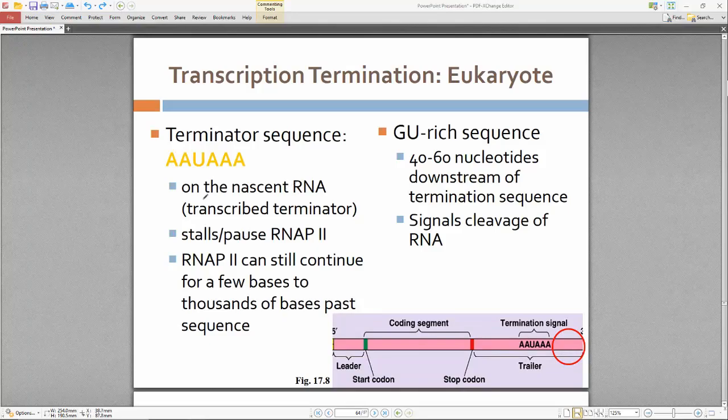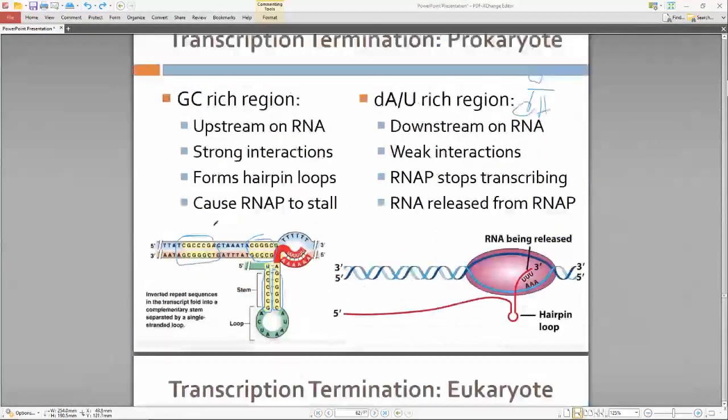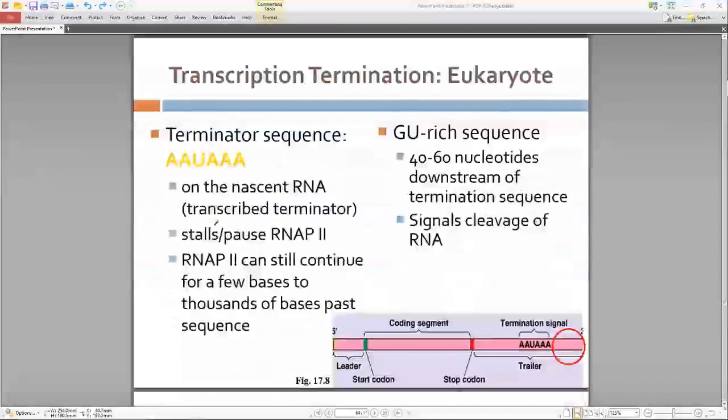The terminator sequence is on the nascent RNA, so it's on the transcript. AAUAAA, oh, CTD, it's nascent is newly created. Like basically nascent RNA equals transcript.